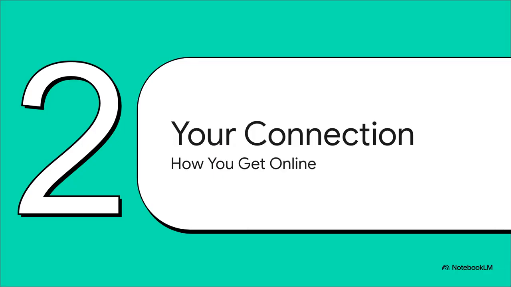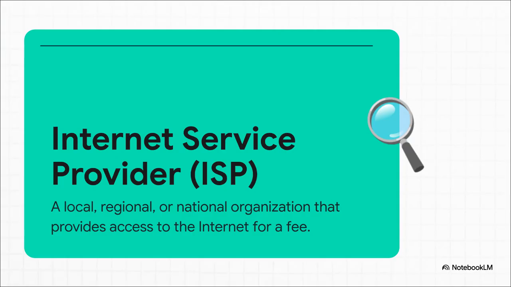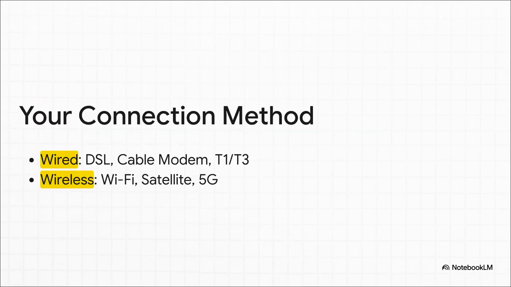Okay, so we've got this massive global highway. But how do you and I actually get our car on the road, so to speak? Well, that brings us to the next critical piece of this puzzle, your personal on-ramp to this whole system. That's where your Internet Service Provider, or ISP, comes in. These are the companies you pay every month for access. Think of them as the gatekeepers who build and maintain the local roads that connect your home directly to that big digital highway.